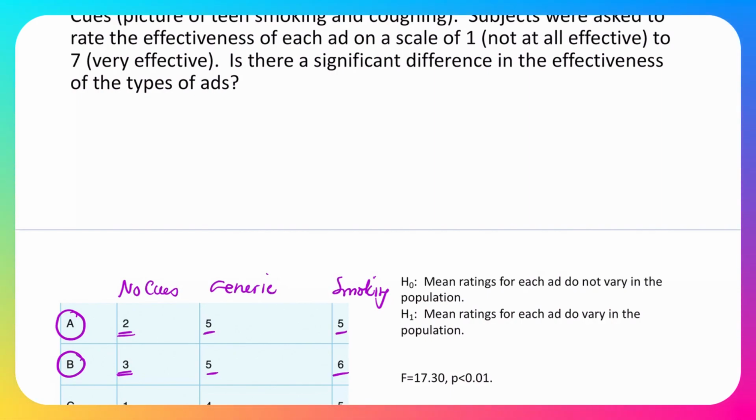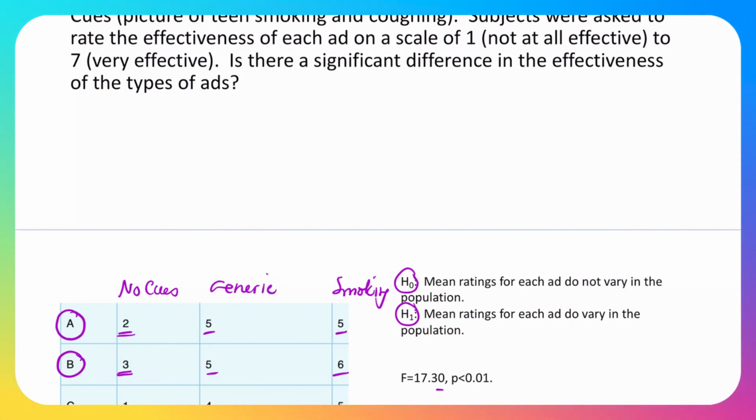Okay, so let's take a look at the test. The null hypothesis is that the mean ratings for each ad do not vary in the population. And the alternative is that the mean ratings for each ad do vary in the population. In other words, another way of saying that would be the mean rating for the 3 different types of ads would be the same, and the alternative could be the mean rating for at least one of the ads is different than the others. So that would be another way of putting the set of hypotheses.